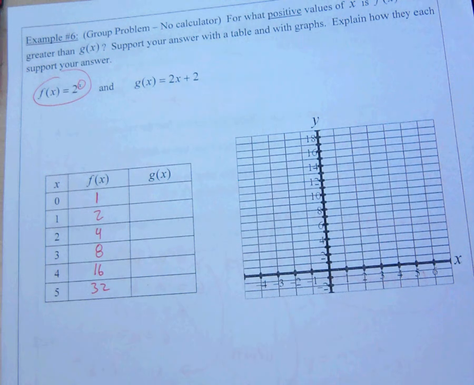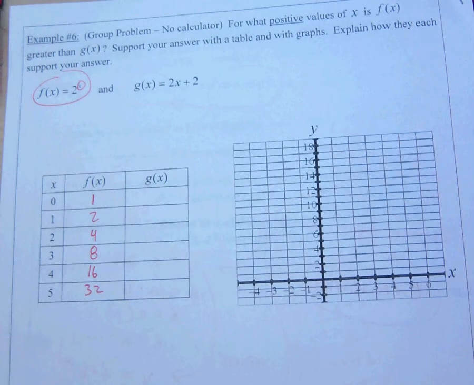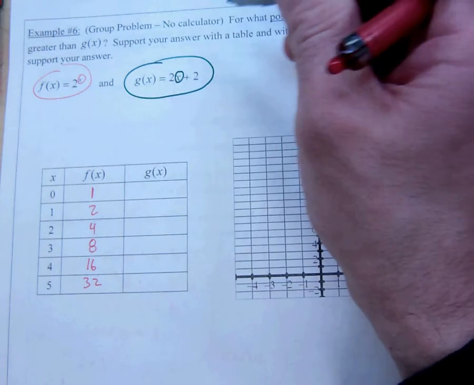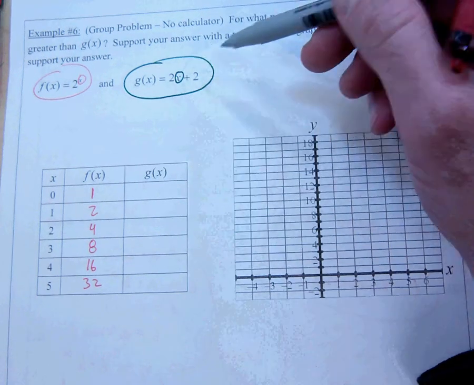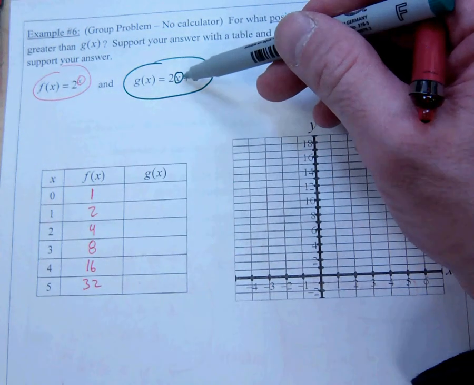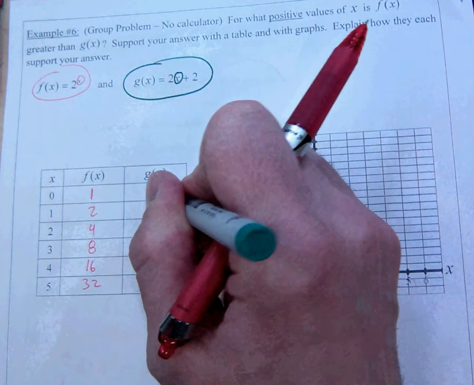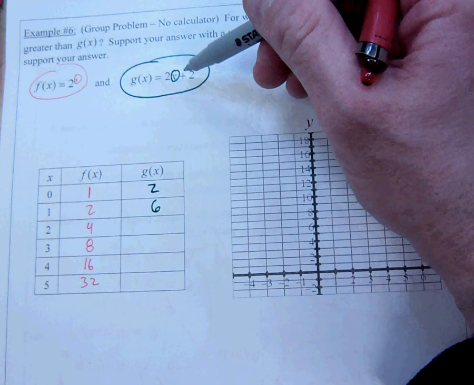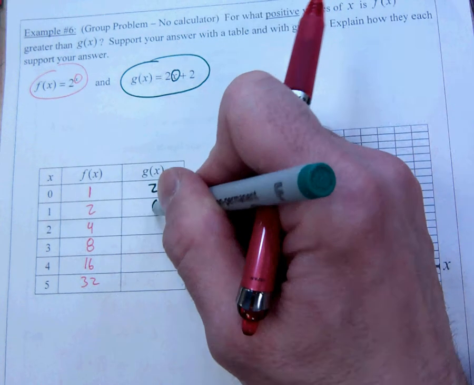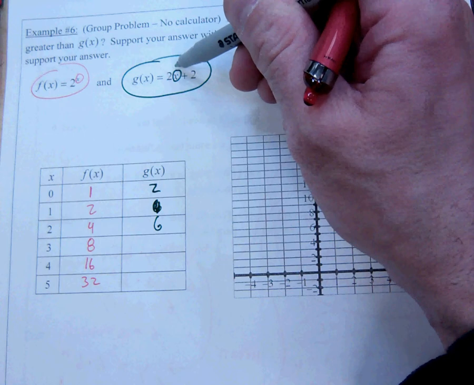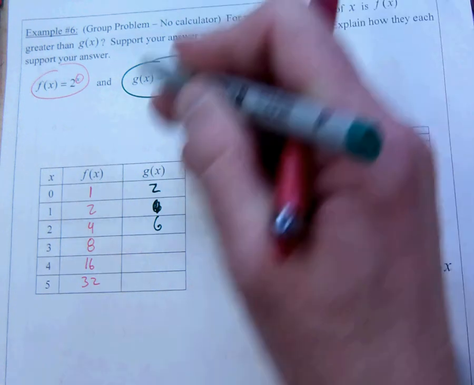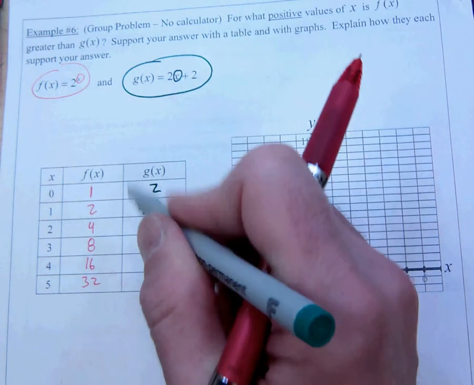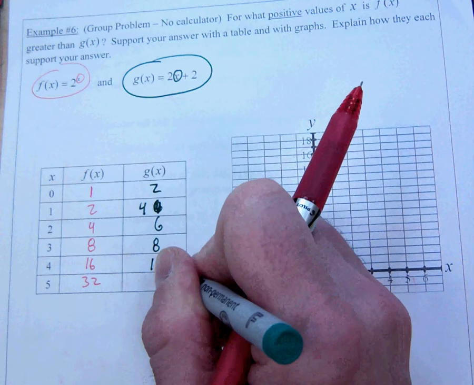Now I'm going to find these values, which I'll do in green. If I put a 0 there, what's 2 times 0? 0 plus 2 is 2. If I put a 2 there, 2 times 2 is 4, plus 2 is 6. I'm sorry, I skipped this. What happens when I put a 1 in? 2 times 1 is 2, plus 2 is 4. What if I put a 3 in? 2 times 3 is 6, plus 2 is 8. What's the next one?